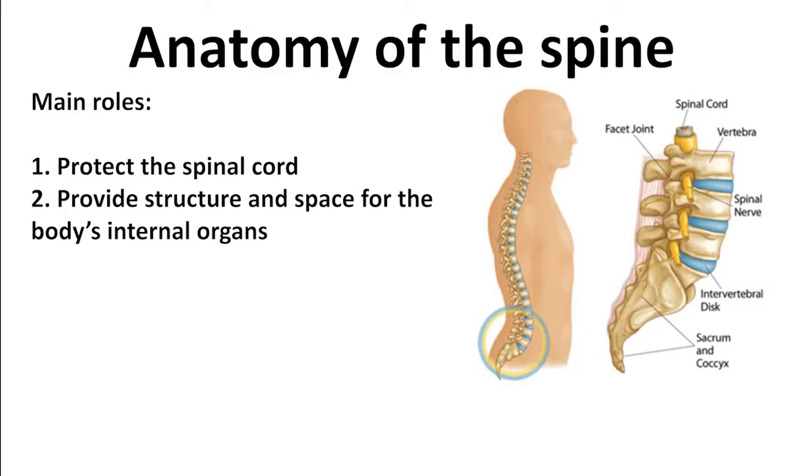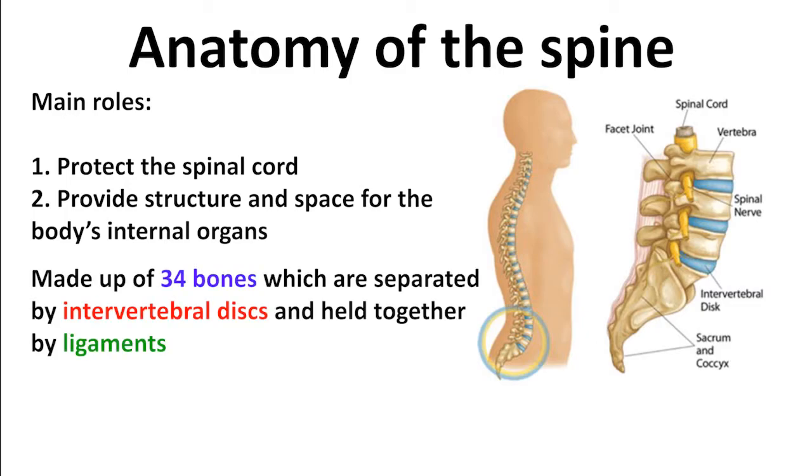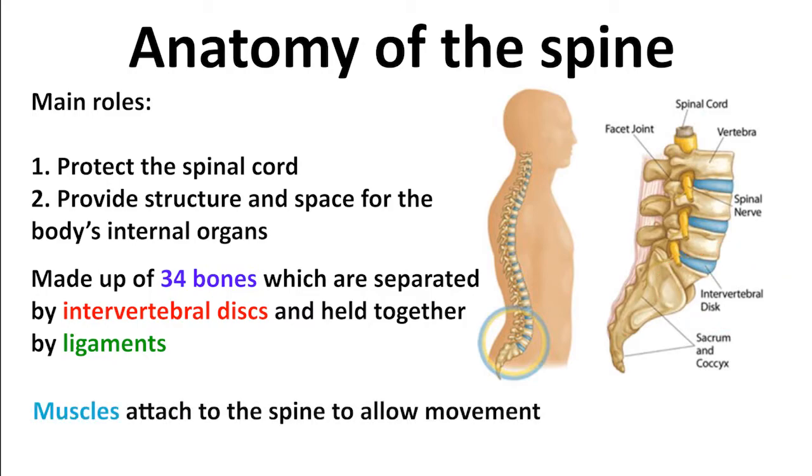A human spine is made up of 34 bones called vertebrae. These are separated by intervertebral discs and are held together by a vast array of ligaments. Muscles attached to the spine help it to move, and the shape of the bones and the layout of the ligaments surrounding these bones dictate the amount of movement available at each joint.